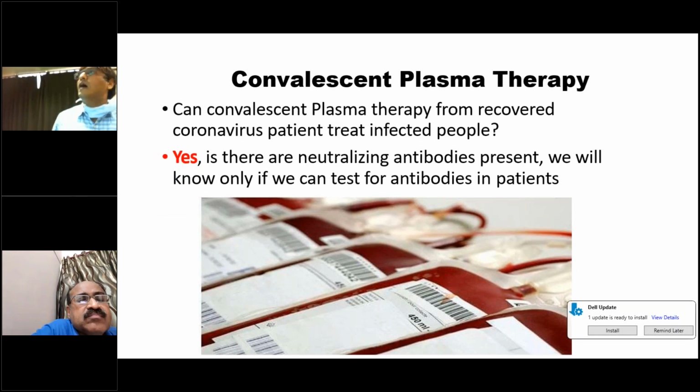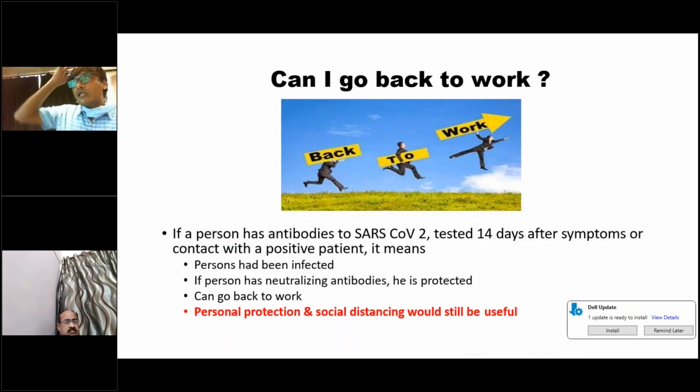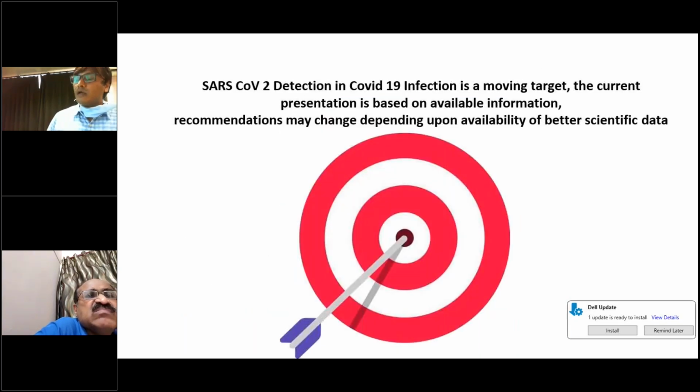Now, this is an important question: should we use plasma therapy for the patient? Yes, we can use plasma therapy for the patient, but we have to first check for the neutralizing antibodies in the donor. If the neutralizing antibodies are present in the donor, we can use this plasma for conventional plasma therapy in the patient. So when can a person go back to work? If the person has antibodies formed against SARS-CoV-2, and if neutralizing antibodies are present, then of course the person can go back to work.